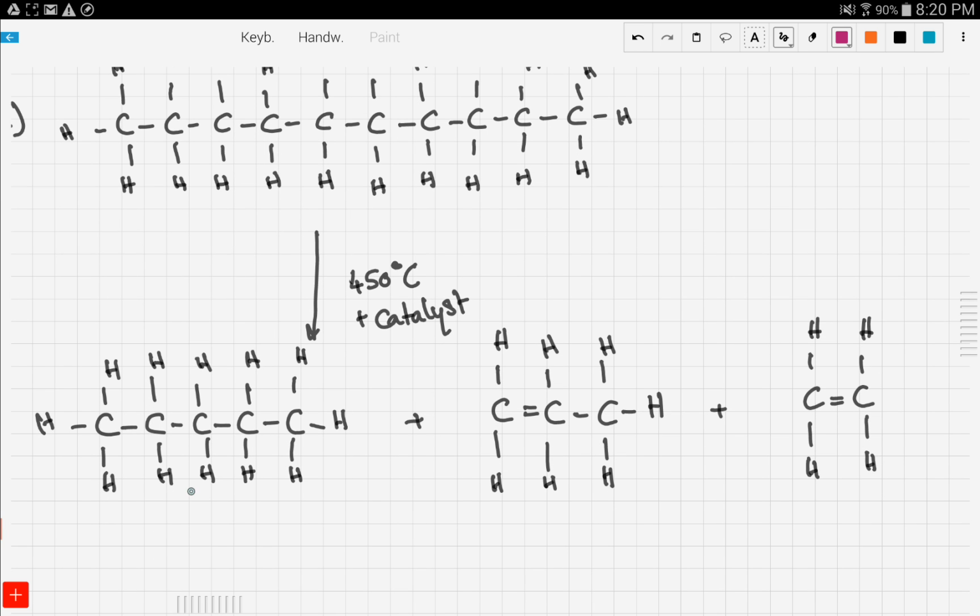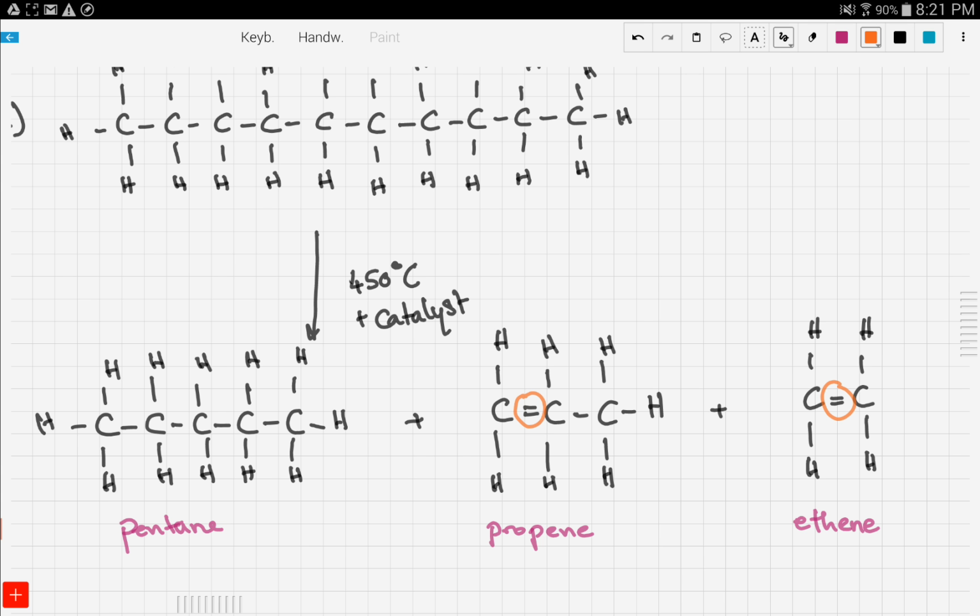The first one, we have 5 carbons, so this is pentane. And we have also propene. But you guys didn't study alkenes yet, so just know these. So we have also here ethene. And you notice the following: propene and ethene have double bonds. So that means they are more reactive than pentane, because in pentane, all of the bonds are single bonds.